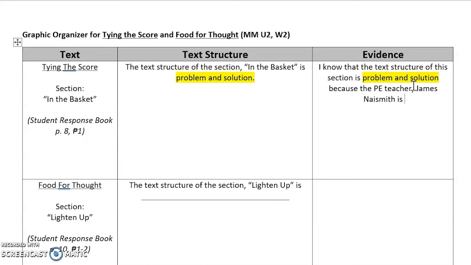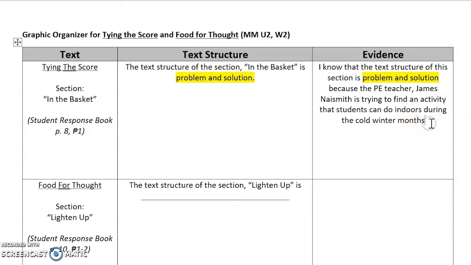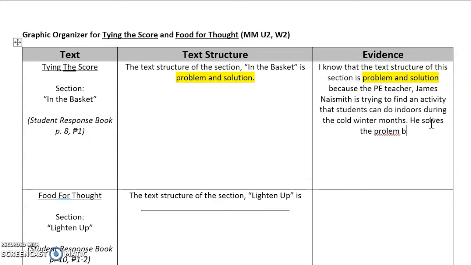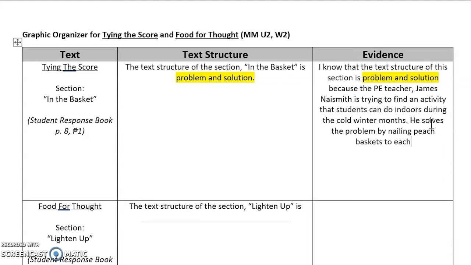Okay, we've made it to the final section of this video, and we are completing this graphic organizer to keep track of our thinking as we're talking about the structure of the text. Again, we're focusing on just that section, In the Basket. So we talked about it, but now we're going to record our thinking here. You can see there are two boxes that you are going to be completing this week. The first one says, the text structure of the section In the Basket is. We've already talked about this, boys and girls, and we've identified that text structure, and it was problem and solution.